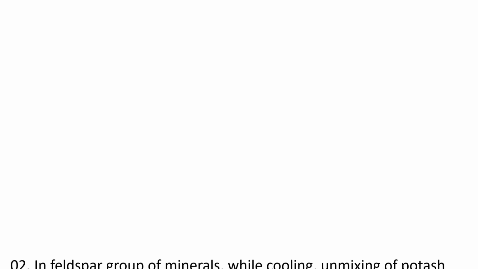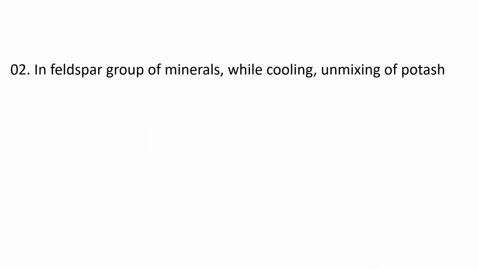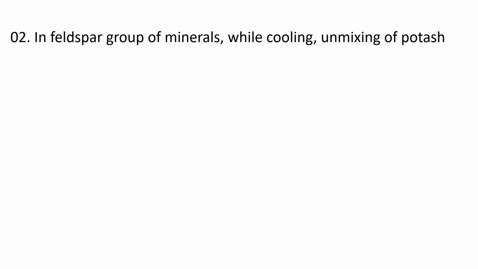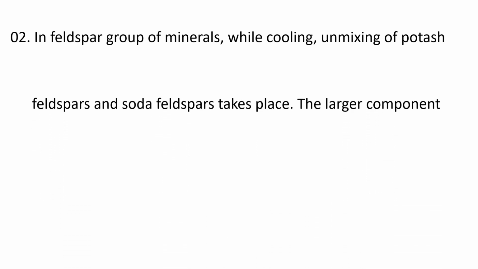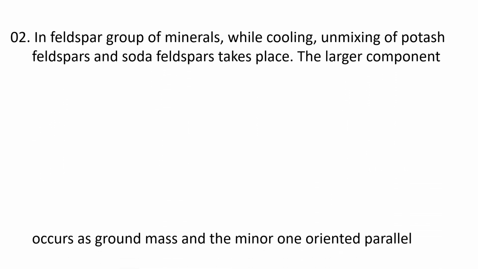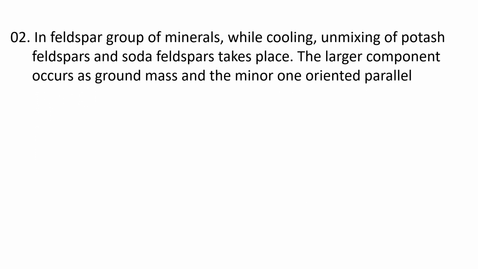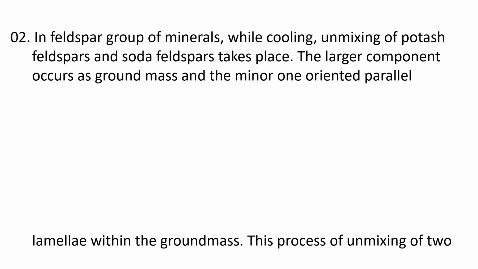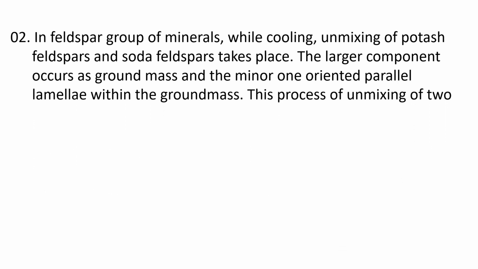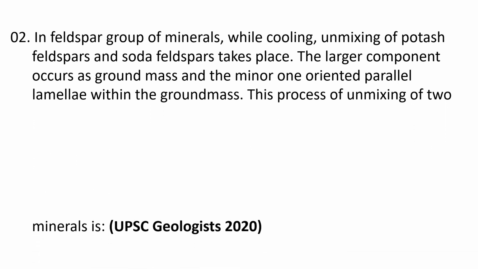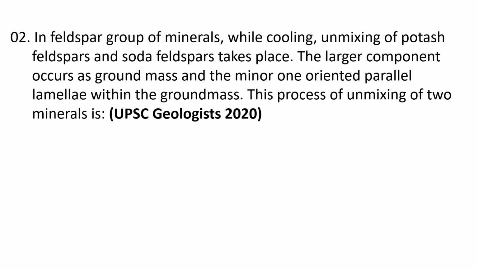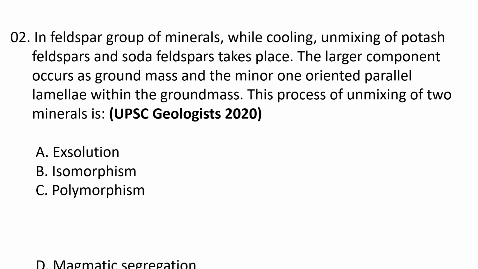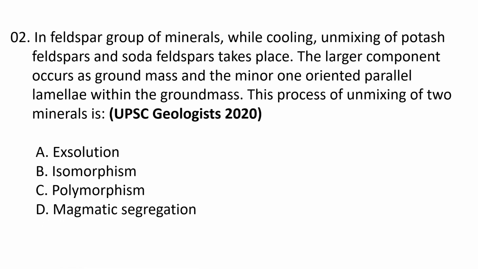Second question. In feldspar group of minerals, while cooling, unmixing of potash feldspars and soda feldspar takes place. The larger component occurs as ground mass and the minor one oriented parallel lamellae within the ground mass. So this process of unmixing of two minerals is. The choices are A, exsolution, B, isomorphism, C, polymorphism, D, magnetic segregation. So the correct answer is exsolution.